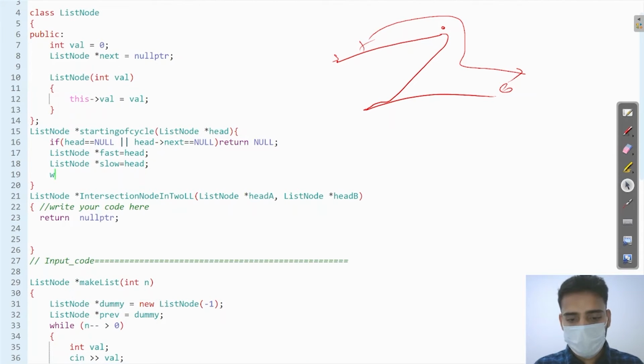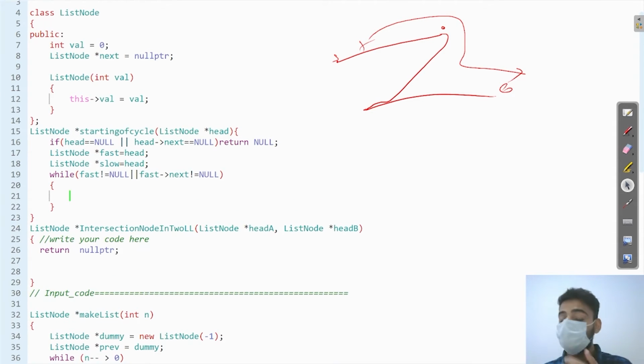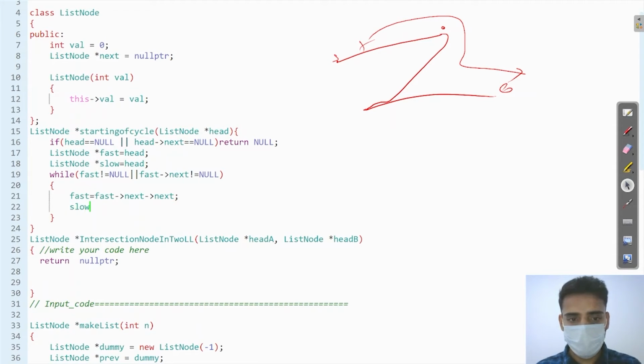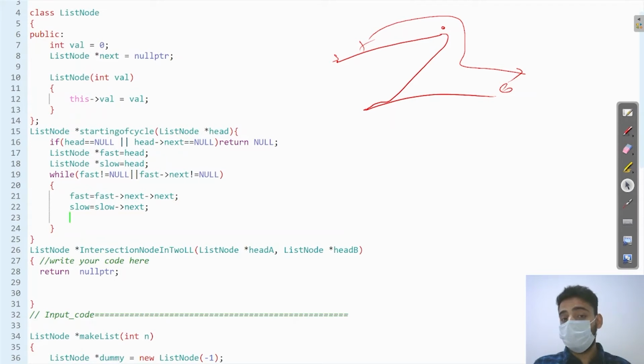We will run a loop until fast is not equals to null and the next of fast is also not equals to null. Until this holds, we will run the loop and find where the both are equal. So fast will move at a faster pace: fast equals fast next next. This will be the speed for fast. And what will be the speed for slow? Slow equals slow next. This is done.